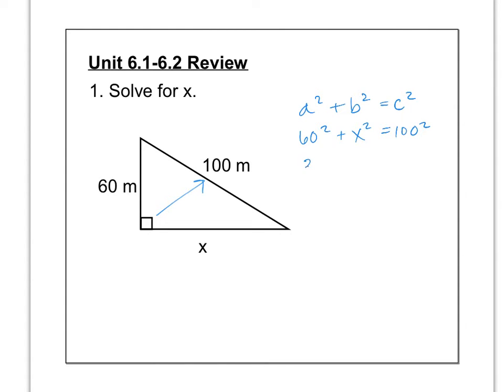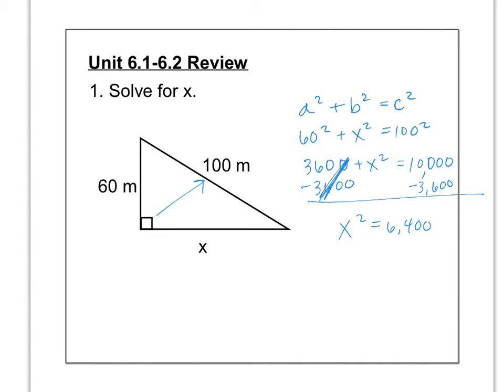Now 60 squared is 3,600. X squared, not much we can do with that. 100 squared is 10,000. Then you're going to subtract the 3,600. So these cancel out, and x squared equals 6,400.